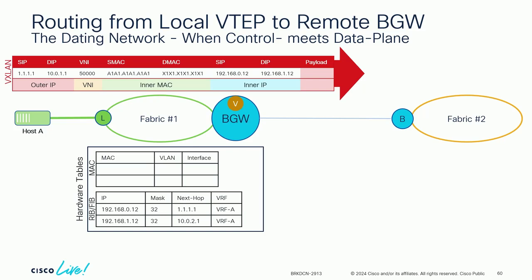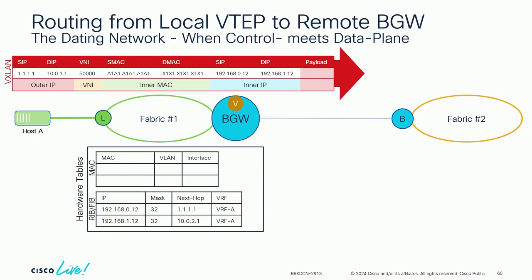And then you see source IP address of 192.168.0.12, destination 192.168.1.12. Host A sends a packet, realizes it's a remote subnet. If it's a remote subnet, what are we doing? We're hitting the default gateway. Destination MAC becomes the gateway MAC address, the default gateway MAC address in here.